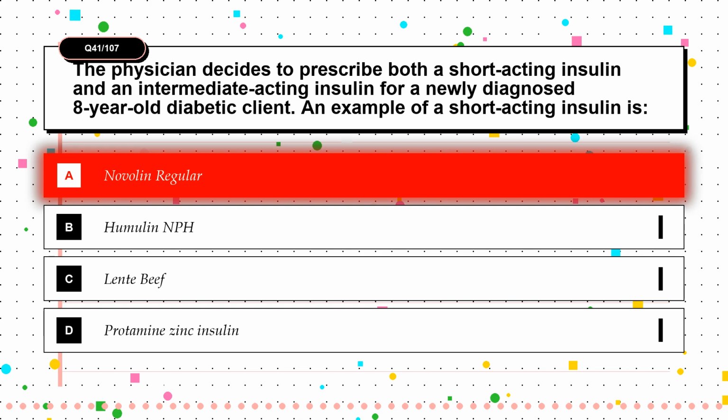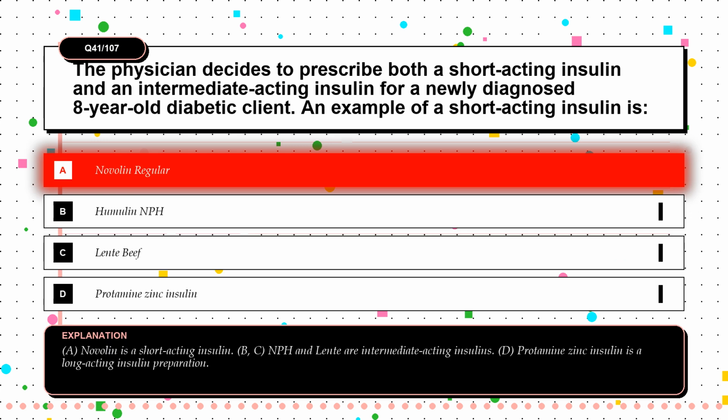The correct answer is option A, Novolin Regular. A. Novolin is a short-acting insulin. B, C. NPH and Lente are intermediate-acting insulins. D. Protamine Zinc Insulin is a long-acting insulin preparation.